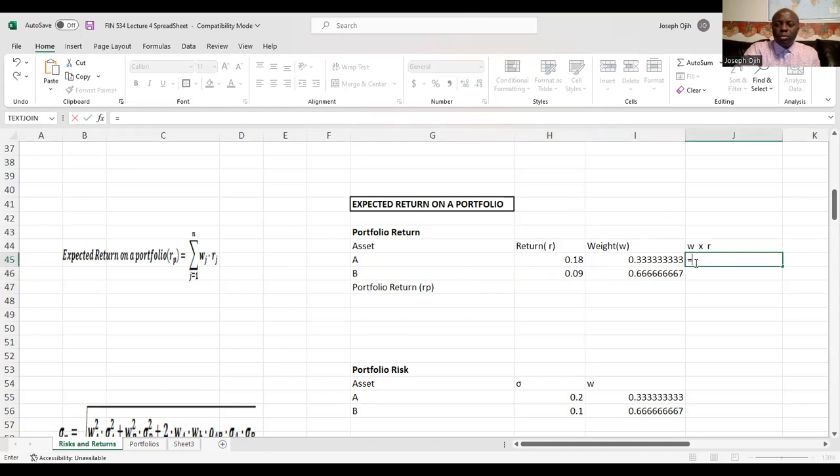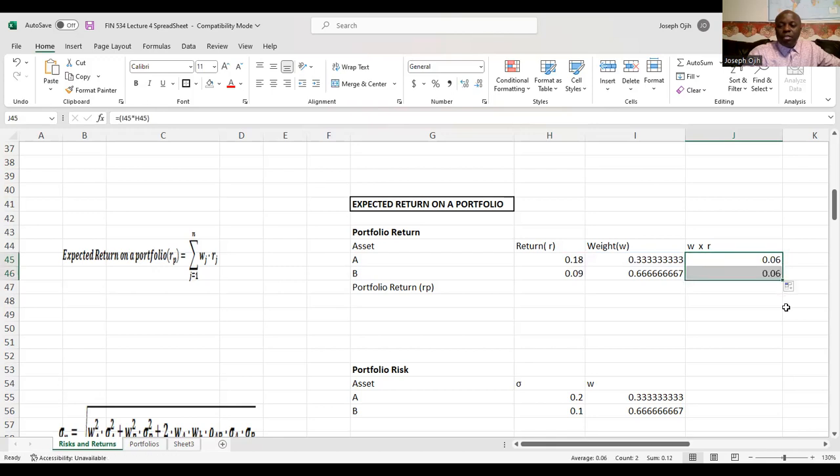Equals sign to make this cell ready for work. The weight is this times the return of 18% for asset A. I should put them in parentheses so that it will follow order of operation. So the weight of A times the return of A, close parenthesis, plus another parenthesis, the weight of asset B. Well, this first one is okay. Then I just copy it down.